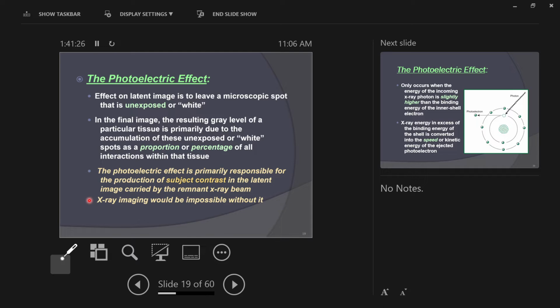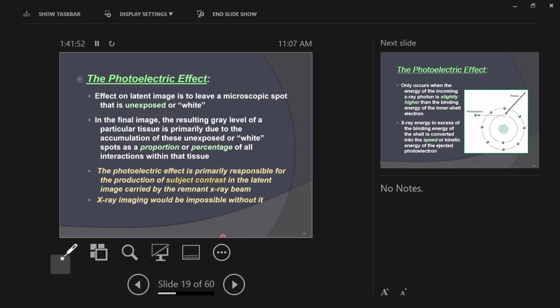Now we have an entire module where we get to talk about how harmful X-rays are, and right now it's easy to think X-rays are very harmful, and they're not harmful. But in the radiation safety module, I'm going to give you guys a little bit of a more nuanced understanding of it, and you'll get to see it's not as bad as we necessarily make it sound. But X-ray imaging would be impossible without the photoelectric interaction.